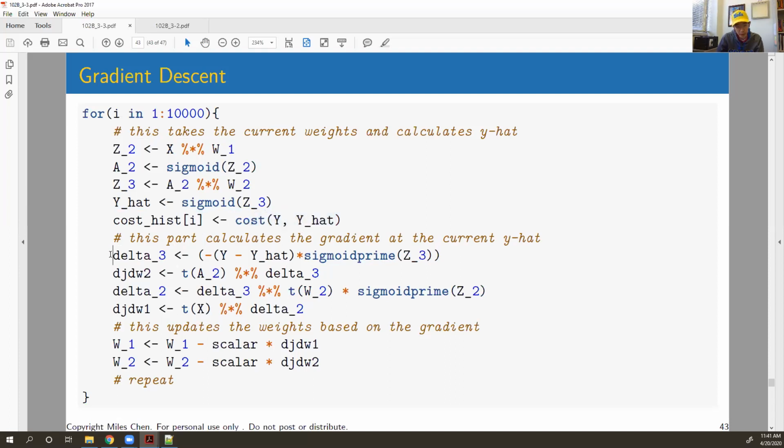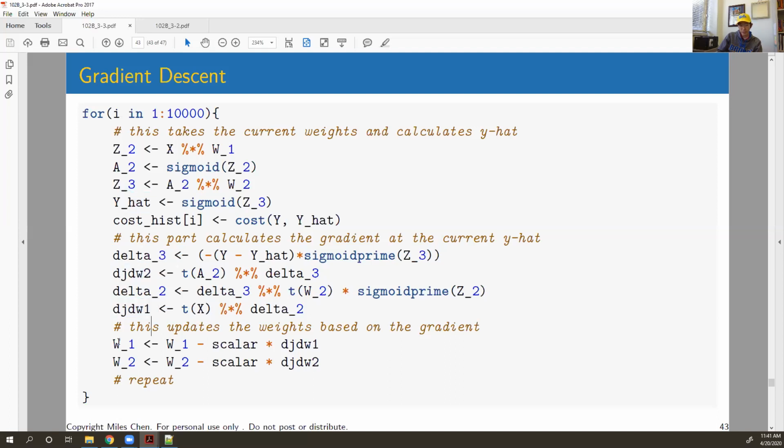And then the next part is once I get my y hats, which I need, I calculate my gradients. I find dJ/dW2, the gradient of J with respect to W2, and I find dJ/dW1, the gradient of J with respect to W1. So I say, well, how does this change with respect to W2, and how does it change with respect to W1? These are my gradients. So first I find my y hats, and now I find my gradients.